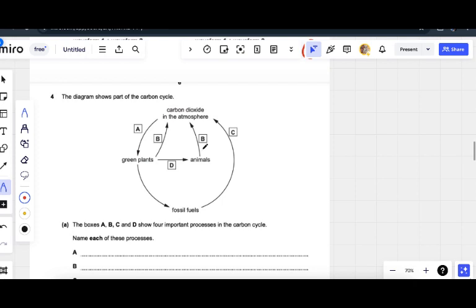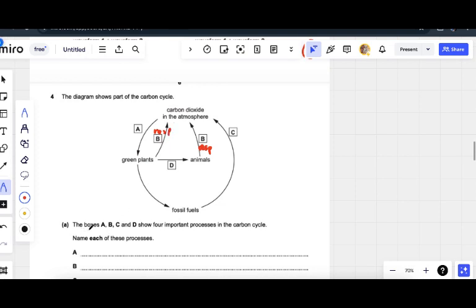So they will ask us to name each process. When animals breathe, when they respire, they give carbon dioxide to the atmosphere. I'll just write it short because the space is not enough: respiration. Through which process do plants also give carbon dioxide to the atmosphere? It is also respiration. Here is also respiration. So B is the same, that's why it's the same. So we list them in this place.